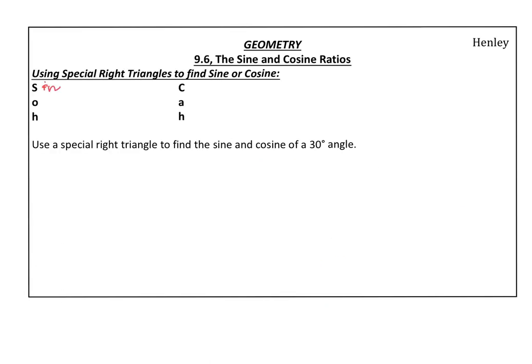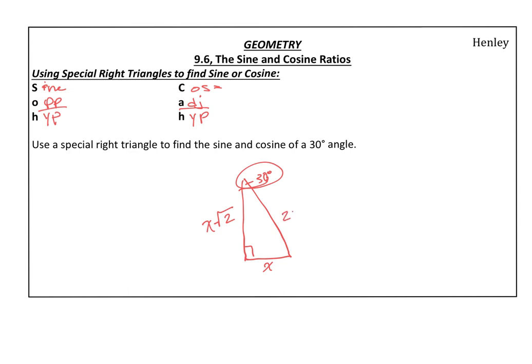Sine equals opposite over hypotenuse. Cosine equals adjacent over hypotenuse. Use a special right triangle to find the sine and cosine of a 30-degree angle. So if we use a 30, 60, 90-degree triangle, we're trying to find the sine and cosine of the 30-degree angle. Now remember, this side is x times the square root of 2. This side is x, and this side is 2x.